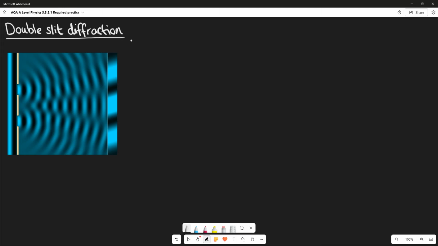Welcome to Required Practical 2. This practical is on the topic of interference, both double slit diffraction interference and diffraction gratings.